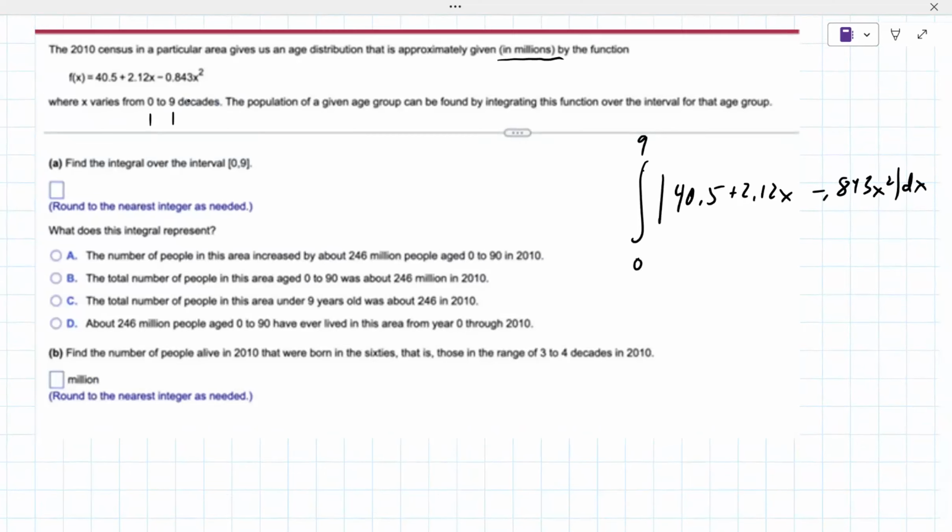It says that it's in millions. So you have to multiply your answer by a million, which is 10 to the sixth. If you can, it'd be better to put that in front. If you can't, that's okay too. But it will make your life easier when you calculate this. So 0 to 9. Okay, and this is all still the absolute value.